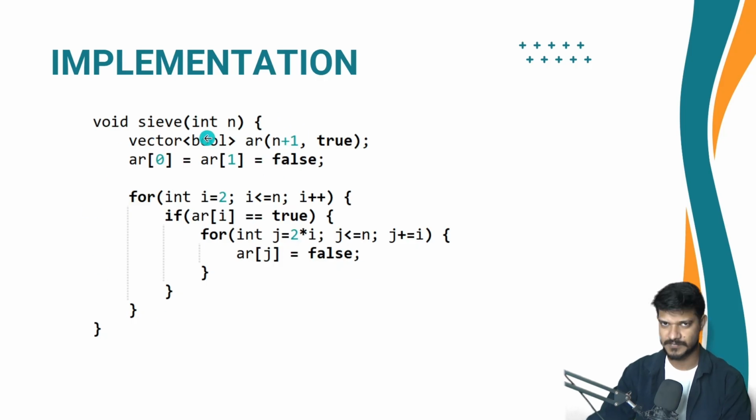This completes your pre-processing. Now this vector arr holds the information. If you want to check whether 5 is a prime number or not, all you have to do is check whether arr of 5 is true or false. If arr of 5 is true, 5 is a prime number, otherwise it will be false, right? So yeah, this is the implementation of the Sieve algorithm.